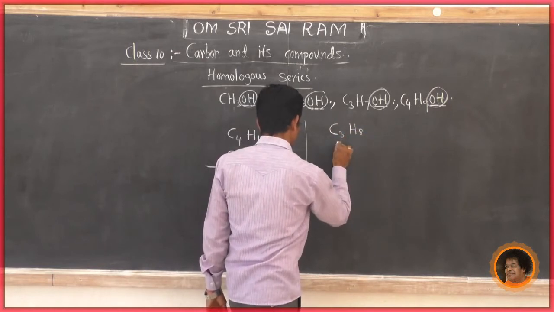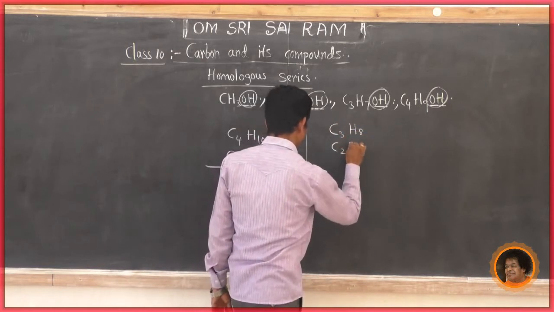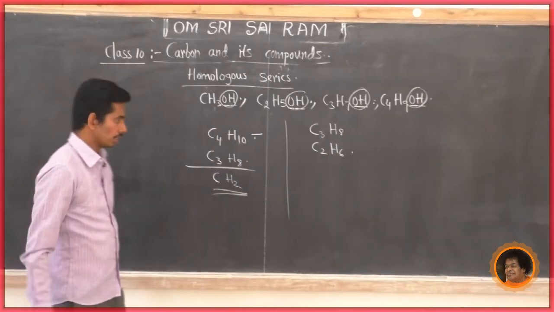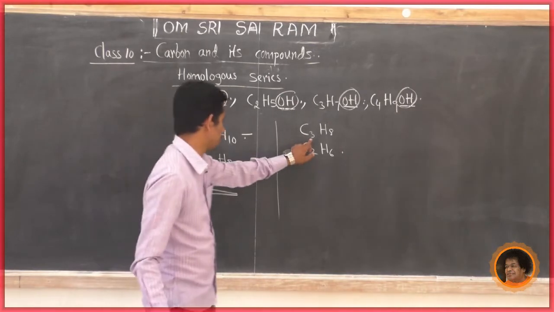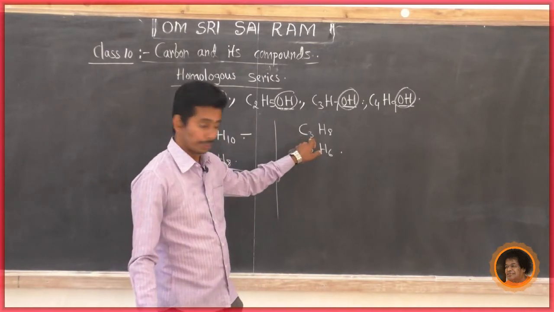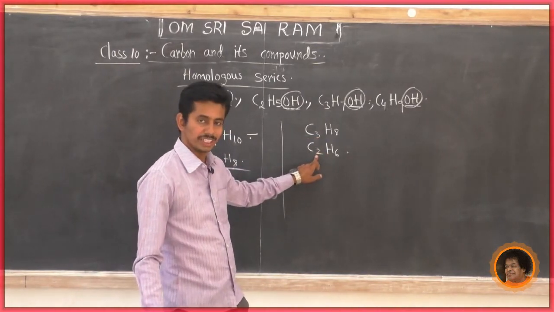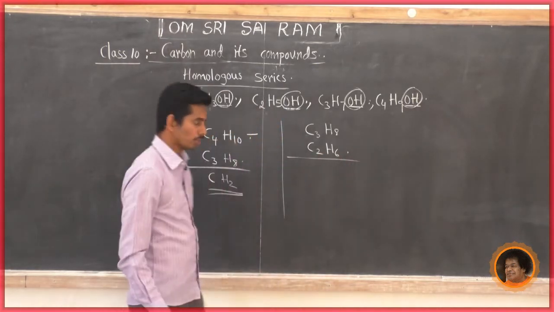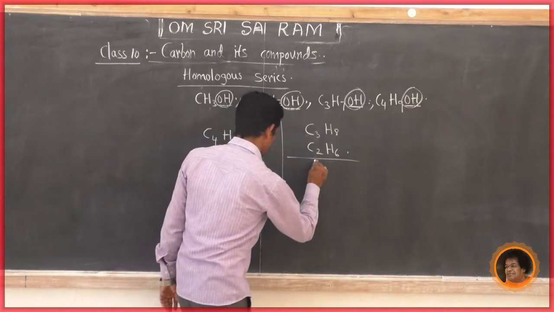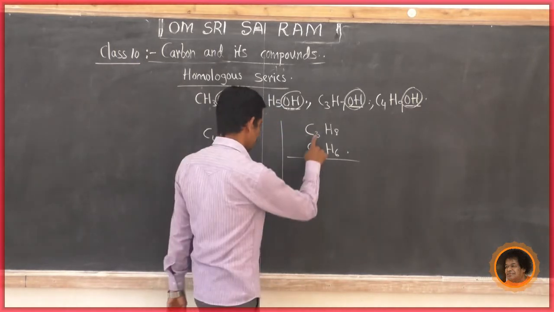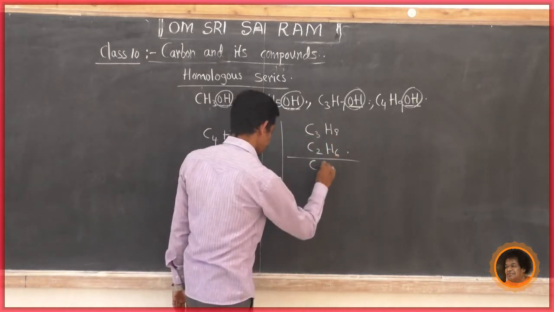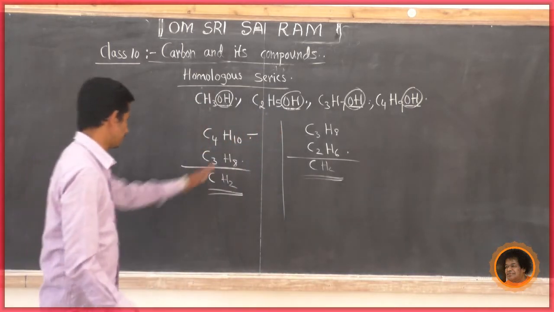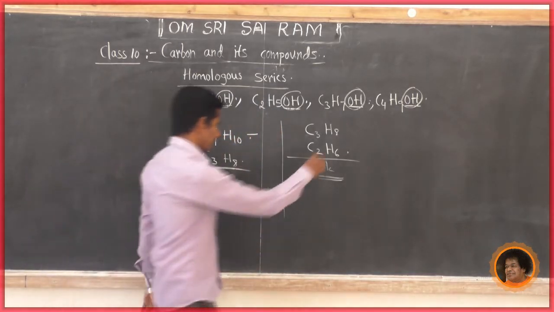Another example. C3H8 minus C2H6. This is a sequence of alkanes. C3H8 is propane. C2H6 is ethane. If we subtract, what do we get? C3 minus C2 gives C1, and 8 minus 6 gives H2. The difference is CH2. This is about alkanes.